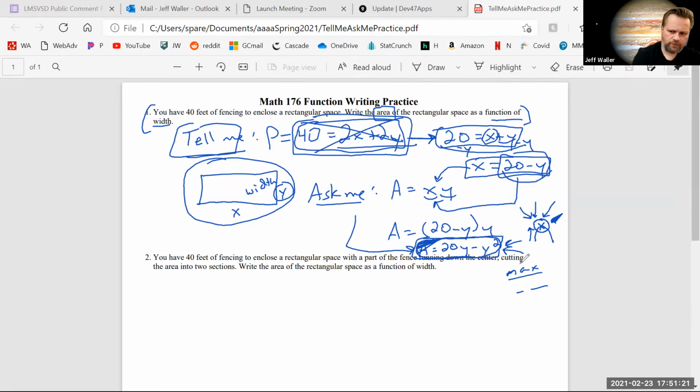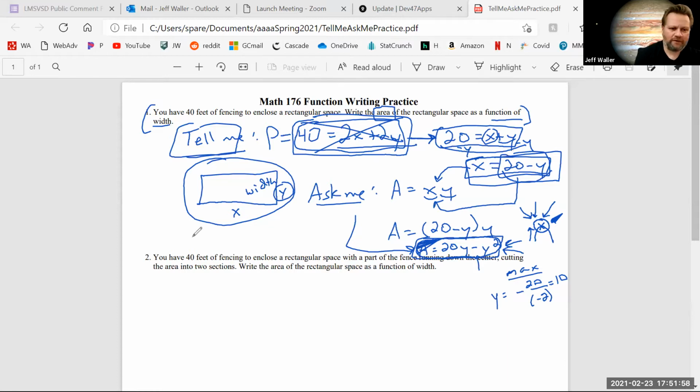Yeah, so b is 20 and a is -1. So then I get 10. And if y is 10, what's x? If y is 10, x is 10. So this kind of makes sense. The rectangle that always has the largest area given a certain amount of perimeter is a square. That's kind of nice.